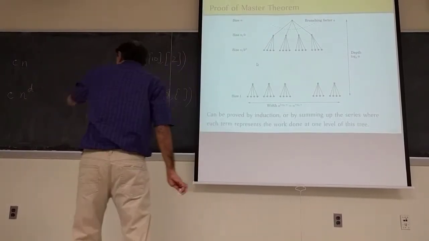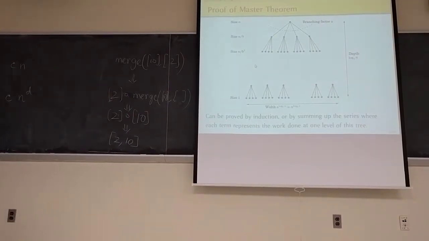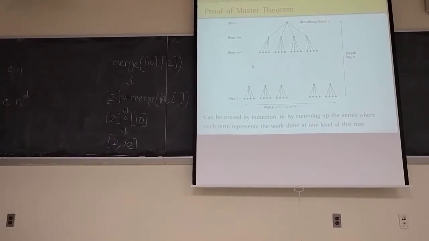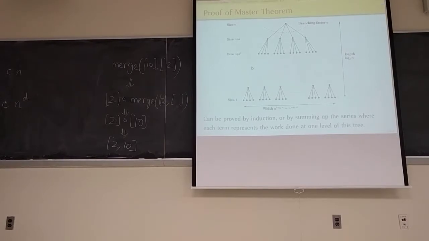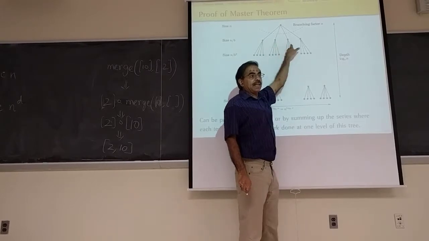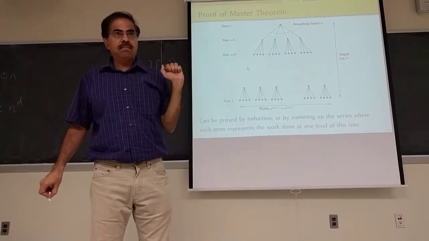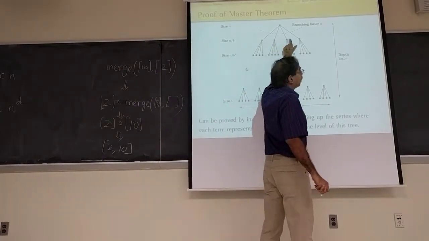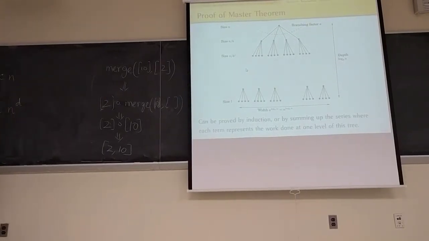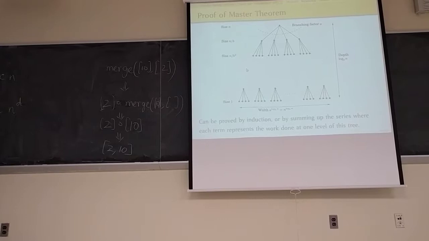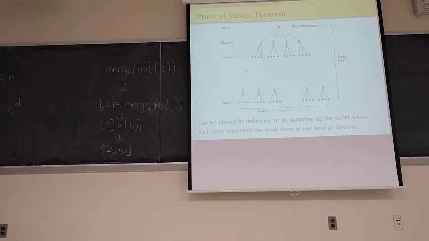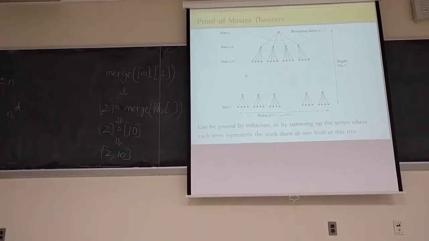Okay, so here's a and there's b. So what this says is, at the root, you have T of n. At the next level, you have a times T of n by b, so you have a instances, each of size n by b. Okay, so I confused you before, but at each level, we divide up the problem into instances of size n by b, but there are a such instances.